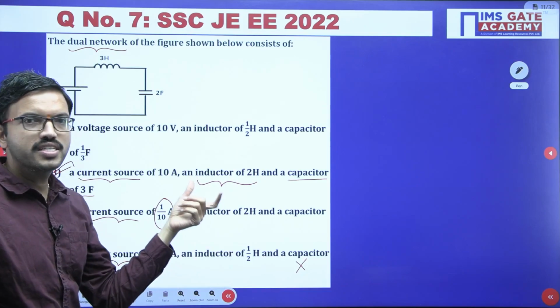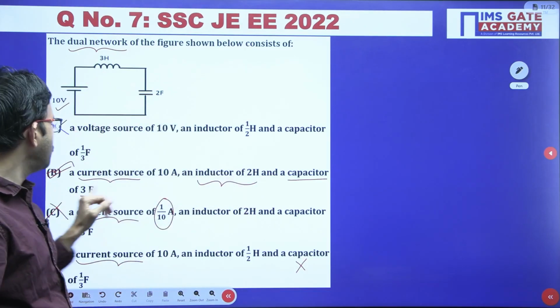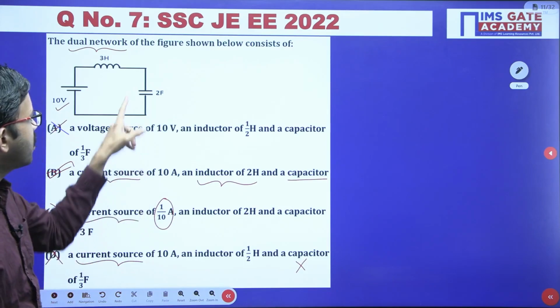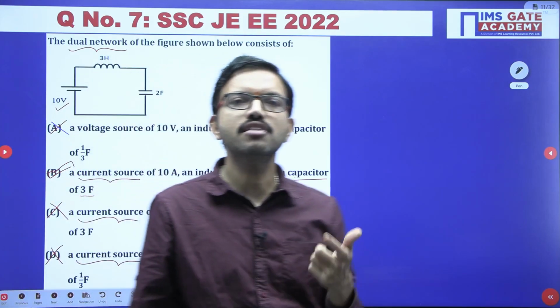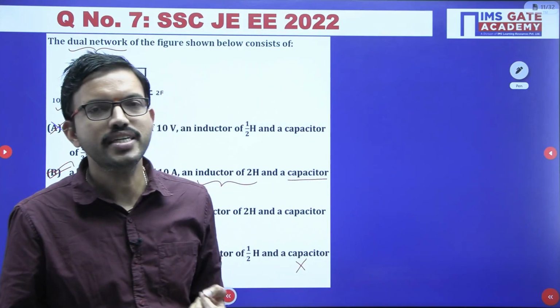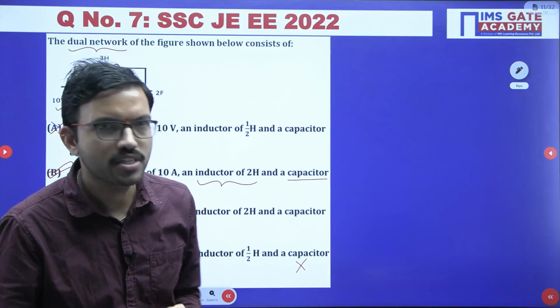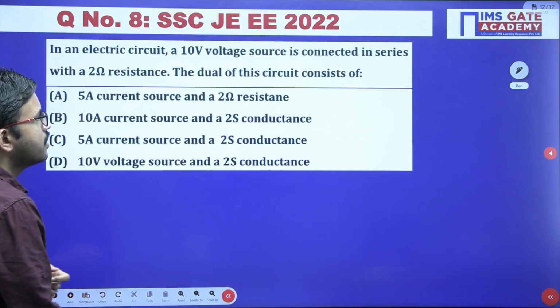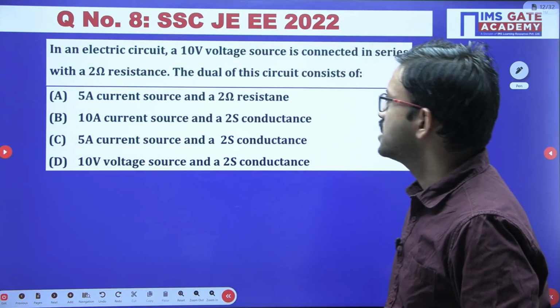Just observe the choices. With respect to the inductor, the same value you are going to get for the capacitor, and whatever the capacitor value is, exactly the same value you are going to get for the inductor. Like that, for whichever choice you have, you can cross check, and in that way you can easily attempt and choose the correct option. Okay, right. So with this understanding, I hope all of you can answer this question easily.